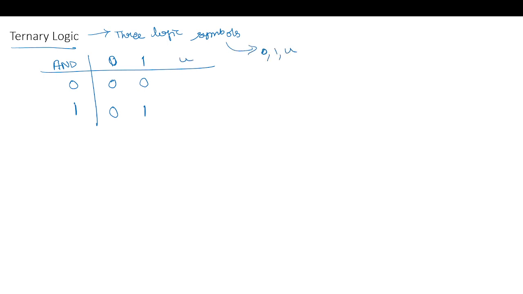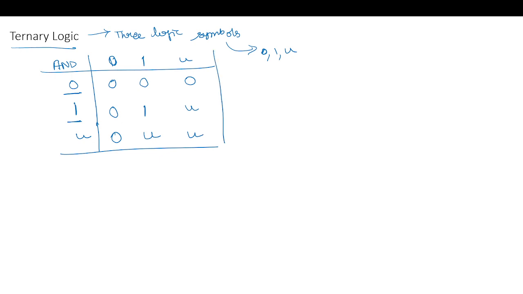So now we have to simulate the output for the U input also. When one input is 0, this is a controlling value, so the output will be 0. This is a non-controlling value, so we don't know what the output will be, whether 0 or 1. And again, this is 0. U and U will also be unknown.